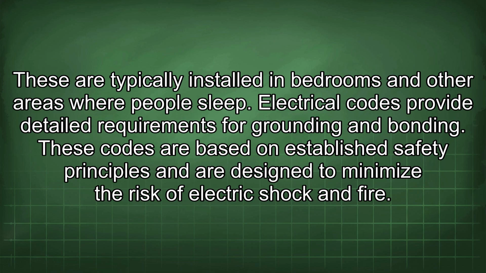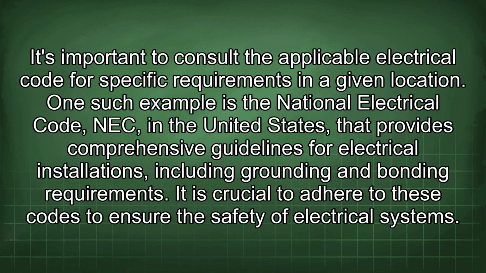The electrical codes provide detailed requirements for grounding and bonding. These codes are based on established safety principles and are designed to minimize the risk of electric shock and fire. It's important to consult the applicable electrical code for specific requirements in a given location. One such example is the National Electrical Code, NEC, in the United States, that provides comprehensive guidelines for electrical installations, including grounding and bonding requirements. It is crucial to adhere to these codes to ensure the safety of electrical systems.